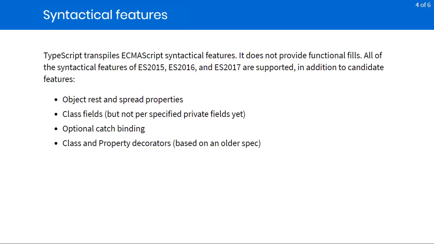So we see the object rest and spread properties, class fields. Even though those aren't part of the standards yet, we are able to use class fields. We can use optional catch binding, and we can use class and property decorators, although since the ECMAScript standards have been evolving a little bit, the TypeScript definition of how to use class and property decorators is a little bit out of sync with where the ECMAScript standard is currently headed.